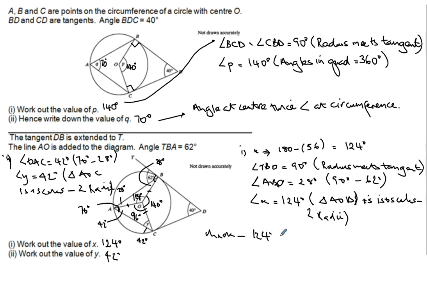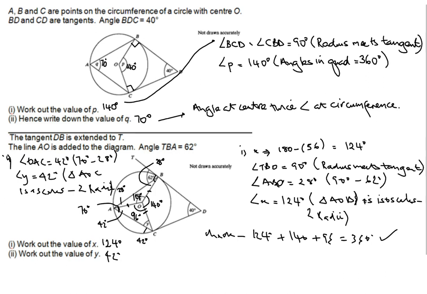124 plus 140 plus 96, and if you add them all up, you get 360. Okay, so that's a brilliant check, isn't it?